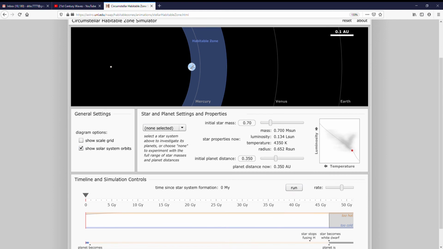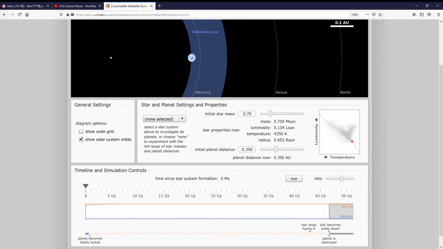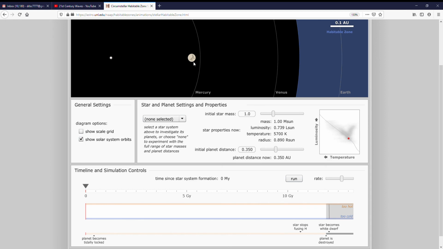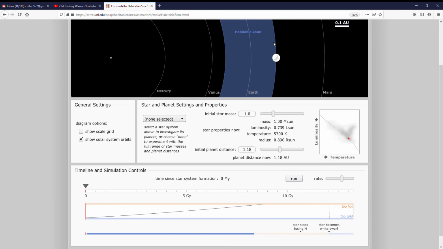Just to give you a little more details about this, this is actually telling you down here when the star becomes a white dwarf. Remember, the star becomes a white dwarf after it goes through its red giant phases. And here it says star stops fusing H. That's when it runs out of them. So let me show you real quickly. Let's take it back to 1 solar mass so you can see what the sun does. There it is. We'll move the Earth back into its comfort zone. And this is about where it started.